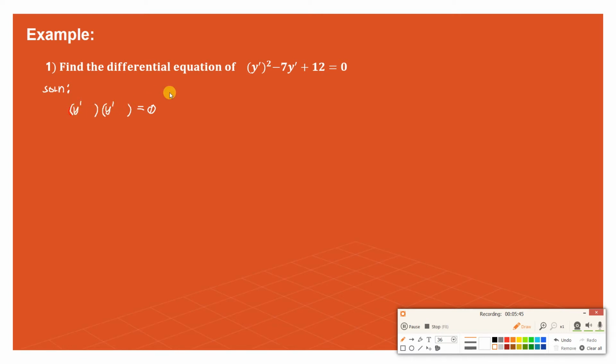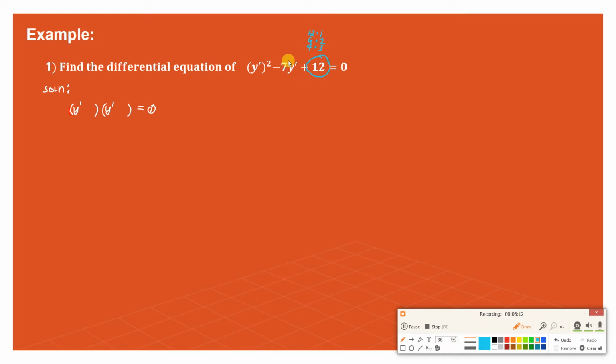No? Y prime times y prime is y prime squared. And getting or solving for the factor of 12. Ano factors na 12? Can be 12 times 1. It can be 6 times 2. It can be 4 times 3. So, ano yung pipiliin nating factor?